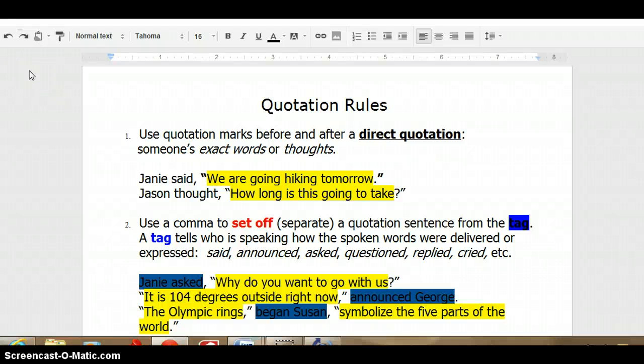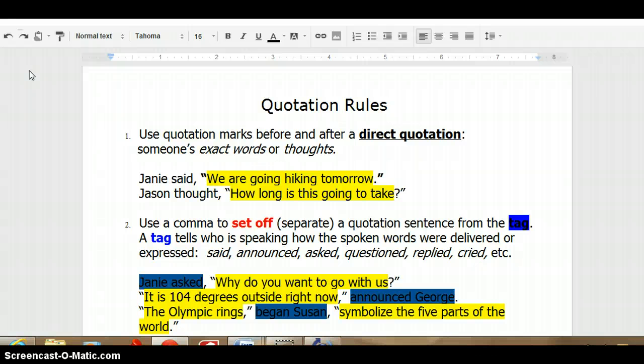Hey guys, this is lesson number 1 of quotation rules. We have quite a few rules to go over and some vocabulary in this lesson, so please make sure you get those vocabulary words along with the definitions. Feel free to stop the video as often as needed and make sure that you come back and review this video as much as you can, because the more you see it, the easier it will be.